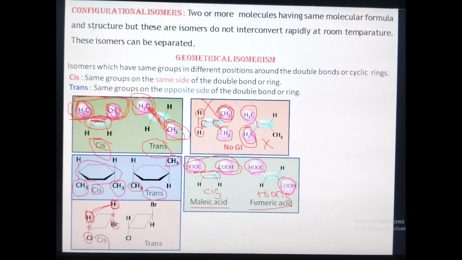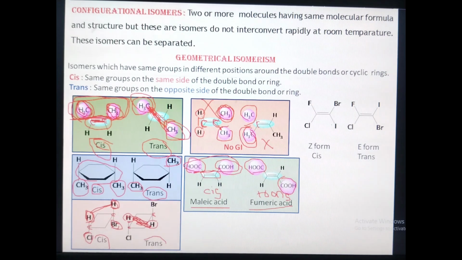Or the higher priority groups, chlorine and bromine, are the higher priority groups. And when the same groups are on the opposite side, this hydrogen attached to this carbon is above, and this hydrogen attached to this carbon atom is below, hence these are opposite, hence this is trans.